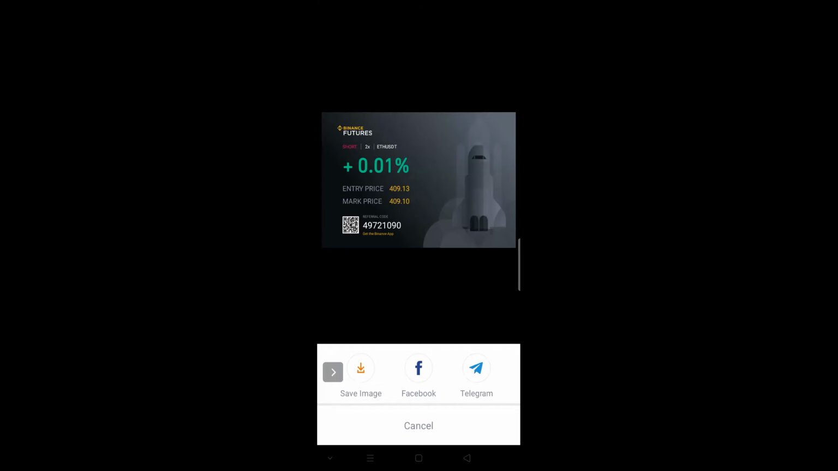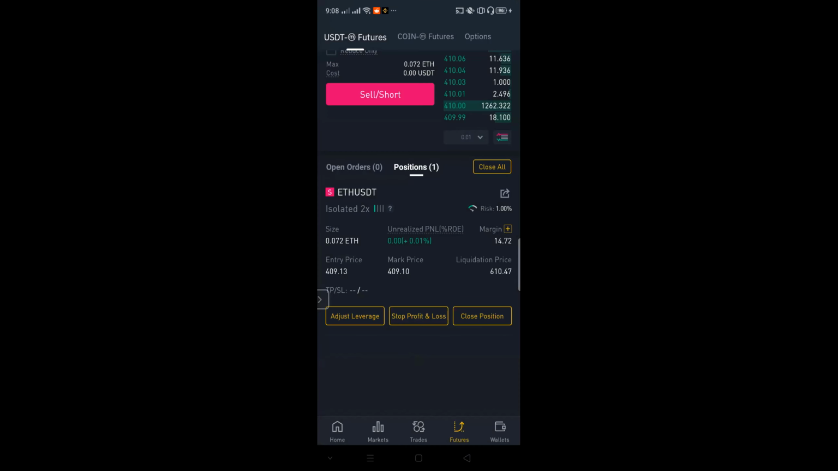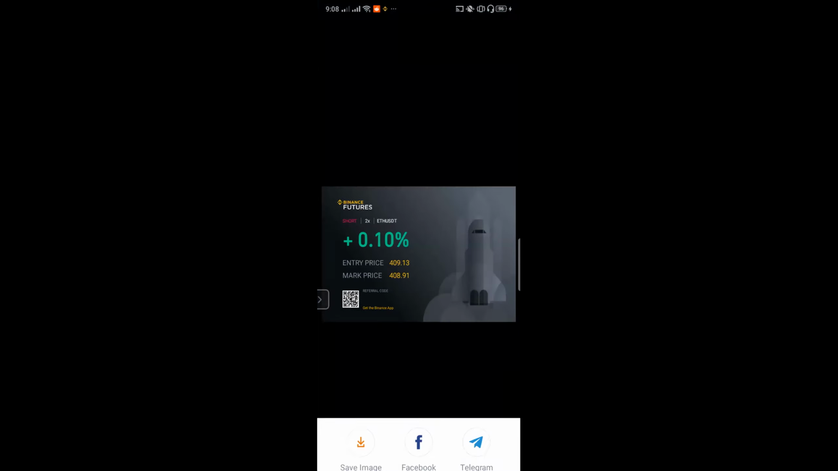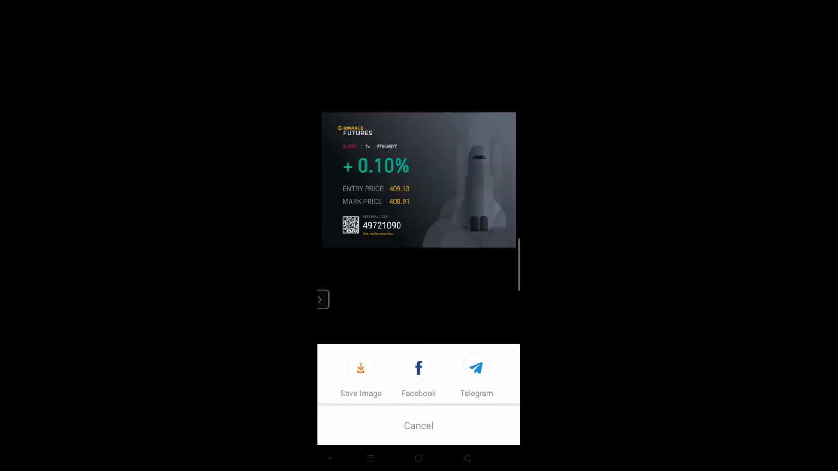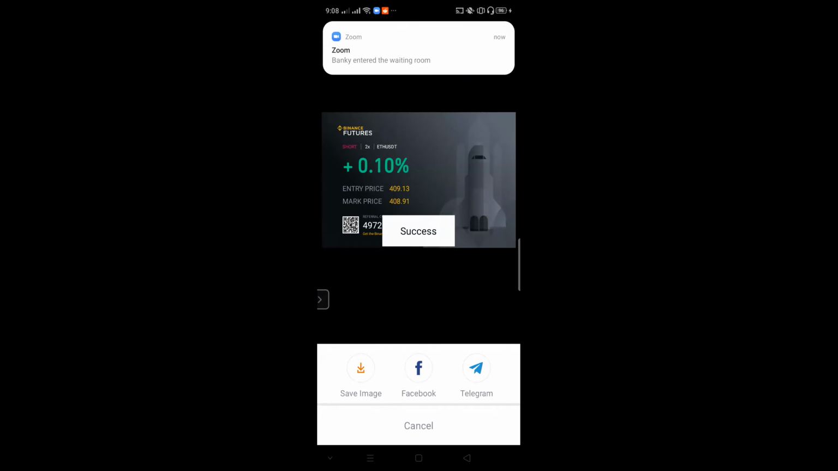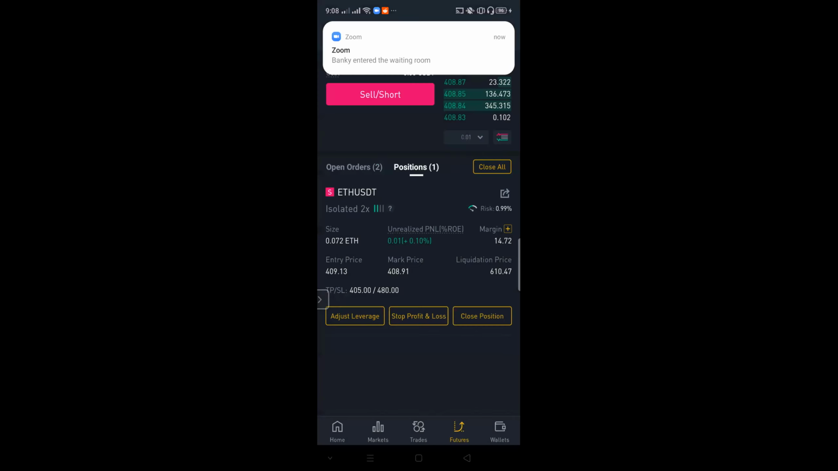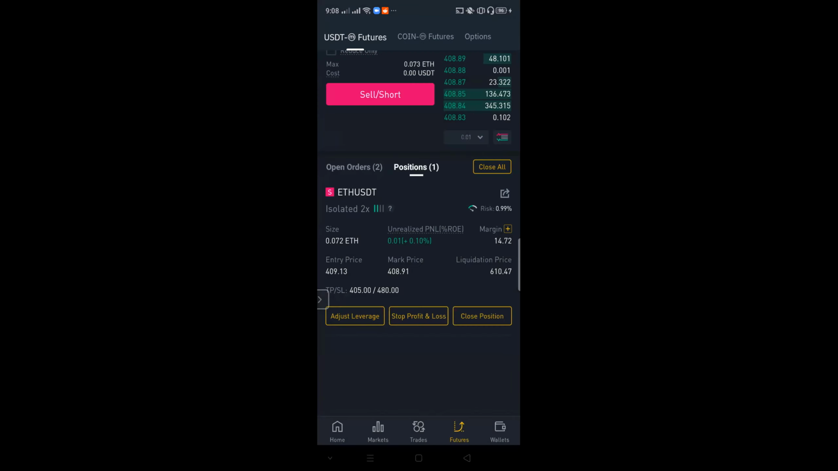So for me, I'm clicking save. When you click on save, you see it shows success, then you are good to go. Then you click on cancel, it takes you back into the trade. Now you see I'm already at 0.11%. So I can click on share again. You see 0.10%. Then that's how we usually get that stuff that we usually share on the group.